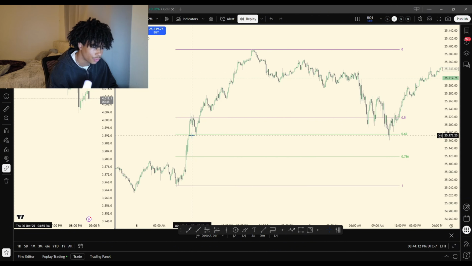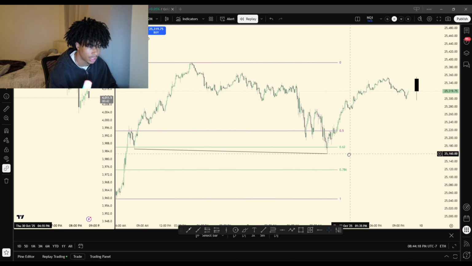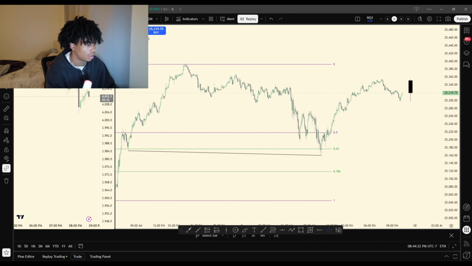I'm not sure if we had an SMT. Might have had an SMT with this low right here. I should probably check. And then what do we see from there? Continuation back up to the highs. Market maker buy model. But let's get into some more advanced examples.